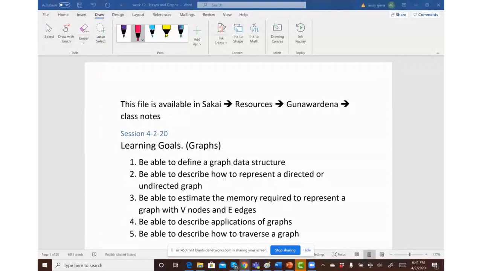So I'm going to turn on the video just for a little bit. See if I can do that. Okay, so you have this file available in Sakai if you want to get it. I'm sorry, I'm just putting the file, but hopefully you can find a word opener to do that.